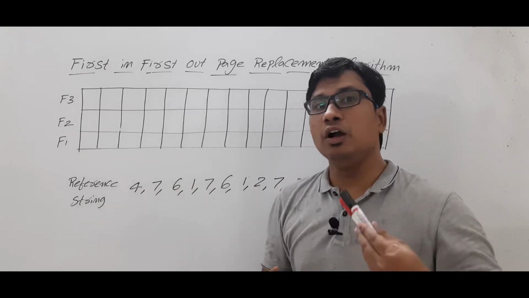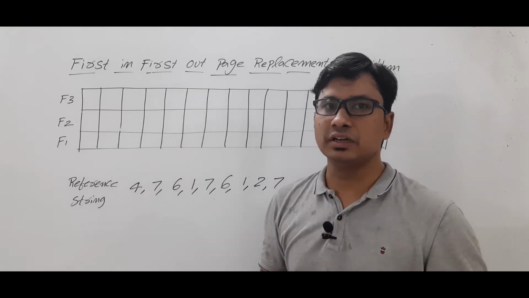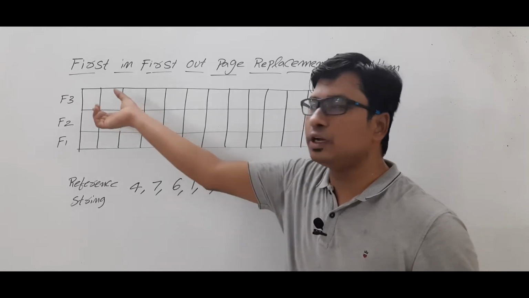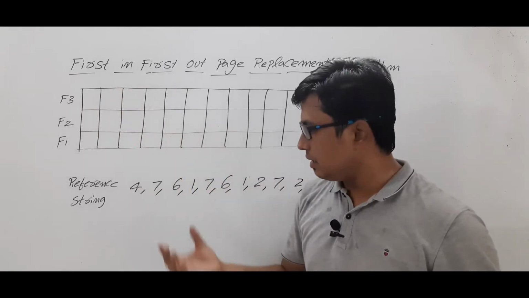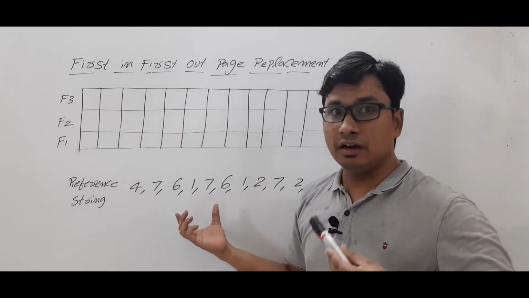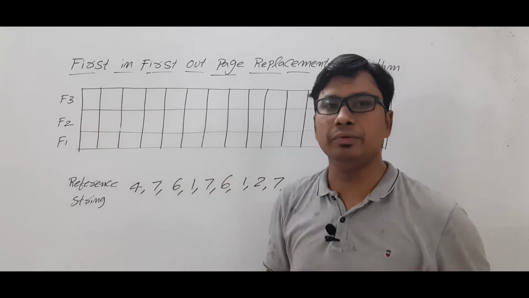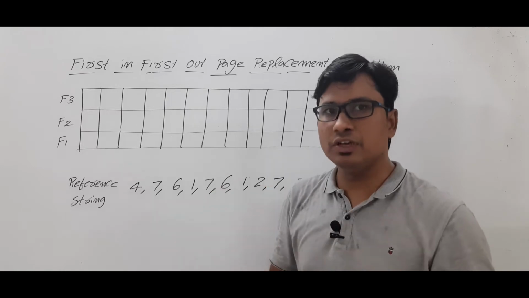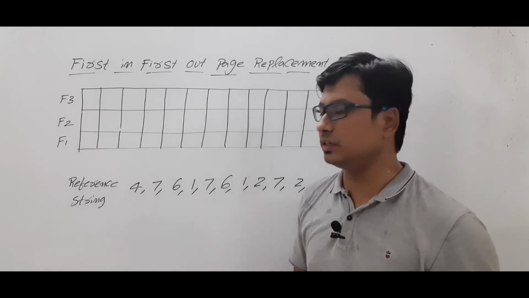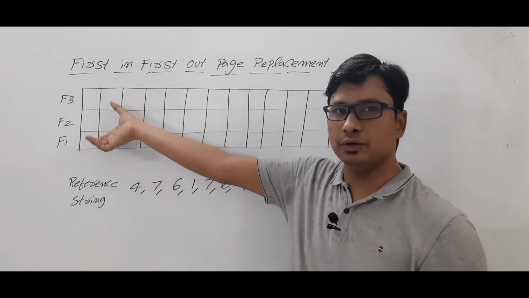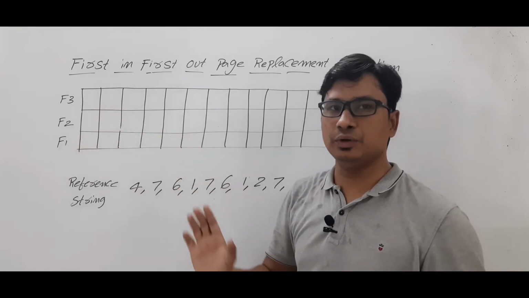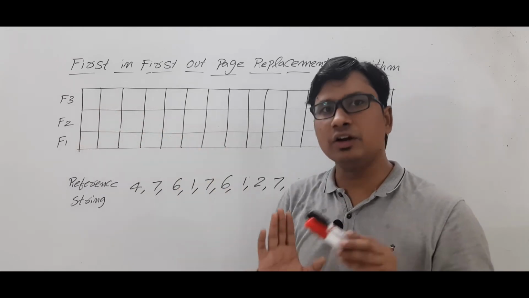But we always give an illusion to the user that the entire process is brought into the main memory while executing. In this case, the process size is more than the main memory, so that's why virtual memory comes into the picture. We always give the illusion that the entire process is brought into the main memory while executing it, but practically it does not happen.